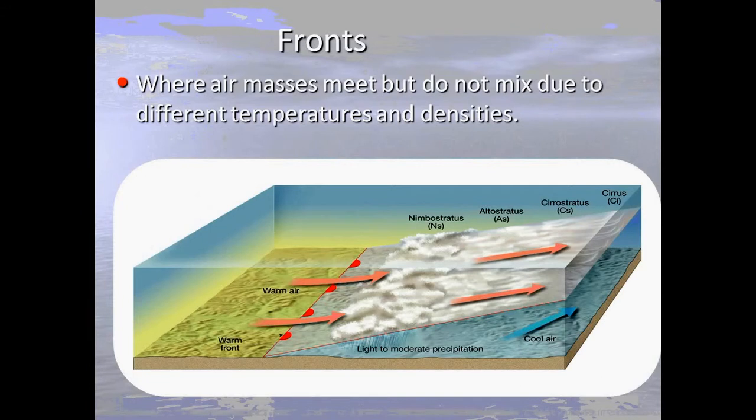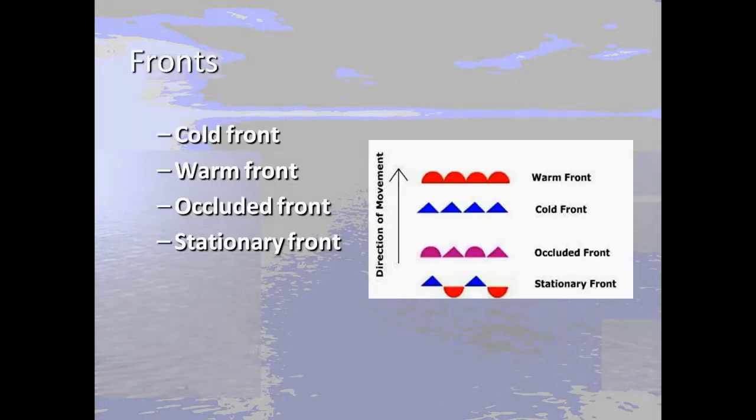Now, fronts refer to where air masses meet but do not mix due to differences in their temperatures and densities. And as I go through these various fronts, you'll see how something such as temperature and density can impact their interaction with one another. So let's get started. We have four types of fronts. We have a cold front, a warm front, an occluded front, and a stationary front. And each one has a different list of things that occur.